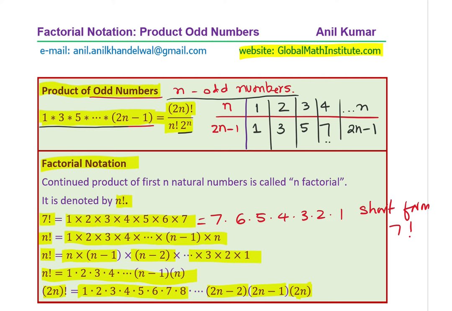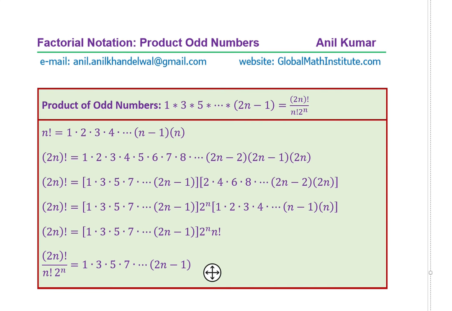Correct? Now let's look into the proof. Now here is the proof for it. So that is the formula which we are going to prove. That is 1 times 3 times 5 times so on till 2n minus 1 is indeed 2n factorial divided by the two terms which are n factorial and 2 to the power of n.